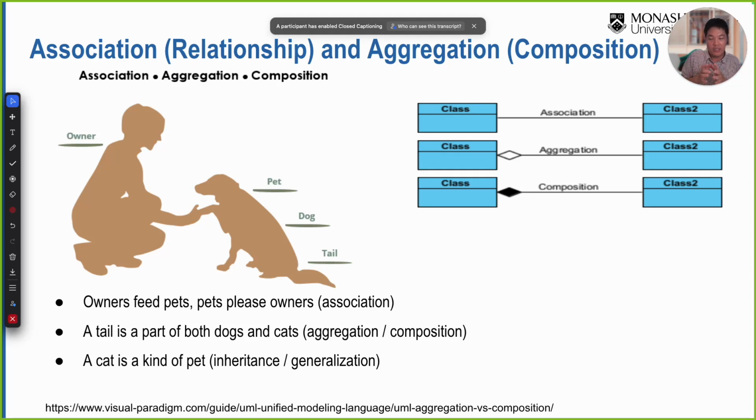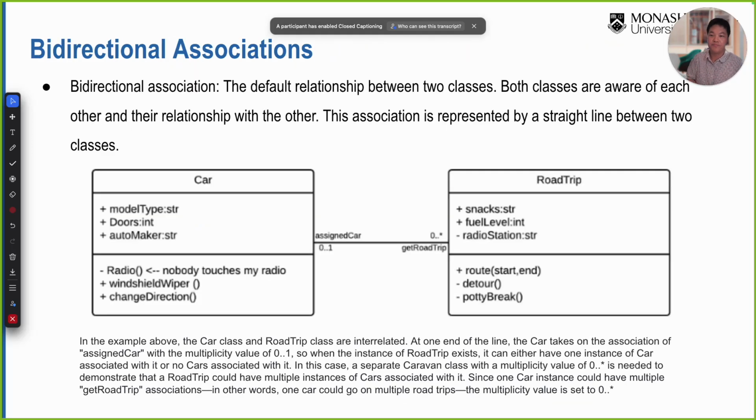Let's take a look at this figure. Owners feed pets. This is the relationship that one owner can have many pets, but one pet can have only one owner. But when we talk about aggregation, composition, it means that something can be part of something. A tail is part of both dogs and the cat. This is the aggregation relationship. A cat is a kind of pet. That's class inheritance or generalization or abstraction. This is an example.